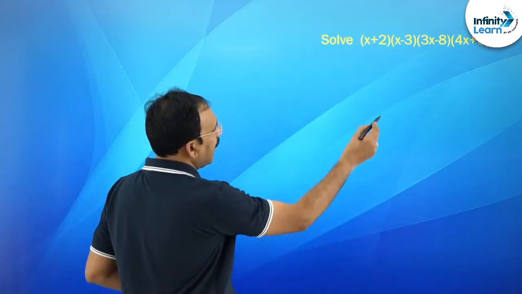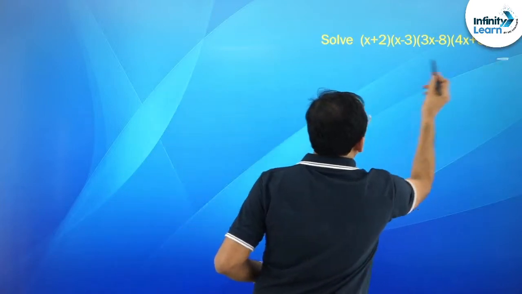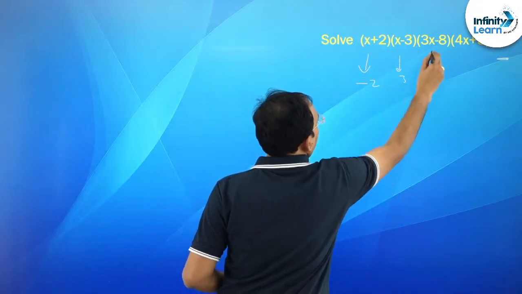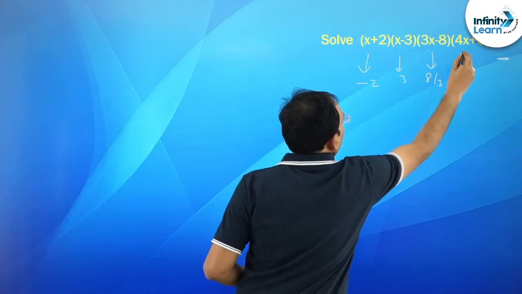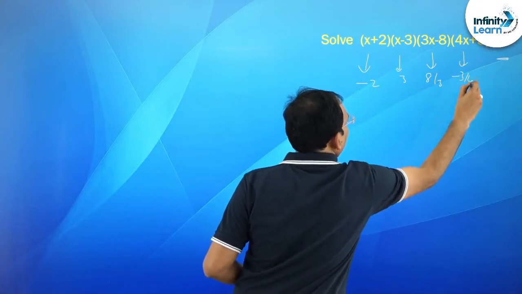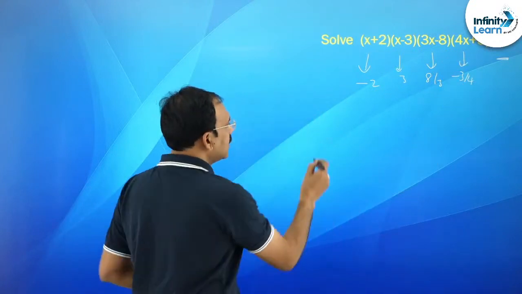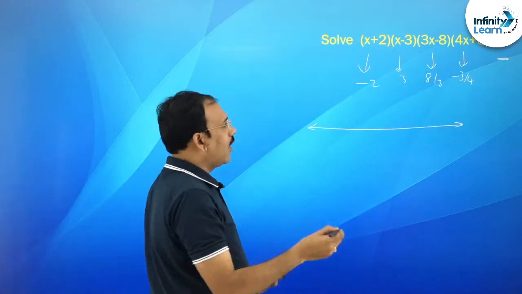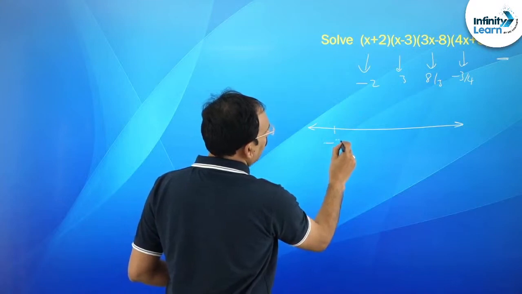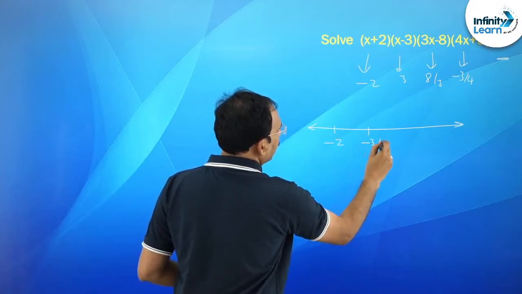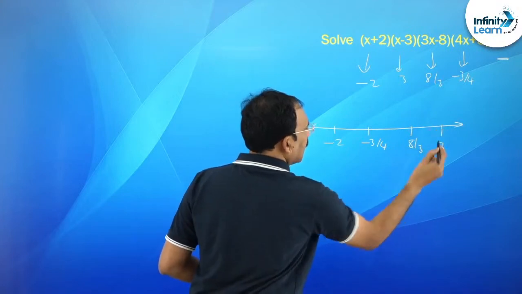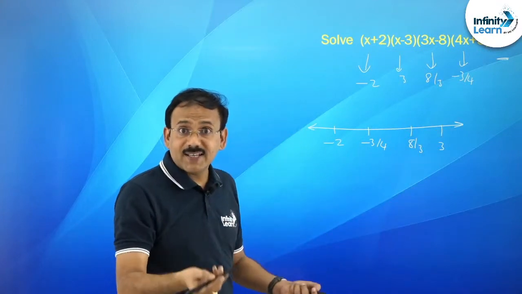You just see, I confirm 0 here, all leading coefficients positive. So this becomes 0 at minus 2, 3, 8 by 3, and minus 3 by 4. There are 4 numbers. Take the number line and plot in actual order. Minus 2 is the smallest, then minus 3 by 4, 8 by 3 is less than 3, and 3 here. Fine. Now what is the next step?